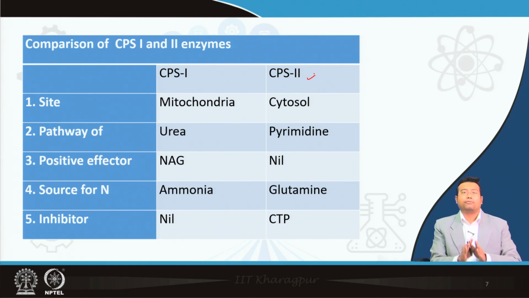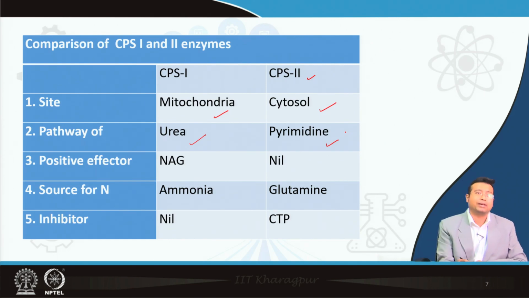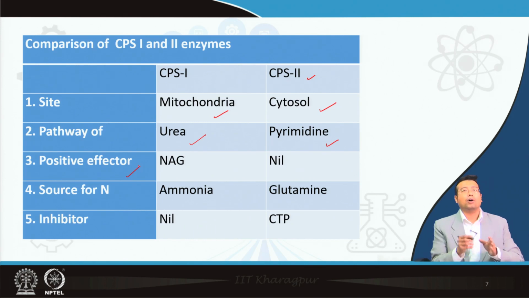You should remember that the first two reactions occur in the mitochondria. If we compare these isoforms, the first enzyme is located in the mitochondria, whereas the isoform is located in the cytosol. We all know CPS1 is a component of the urea cycle, but CPS2, which we will read about in detail very soon in nucleotide metabolism, is a part of pyrimidine biosynthesis. This point is very important. A positive effector of CPS1 is NAG, N-acetyl glutamate. It plays a very important role in the regulation of the urea cycle.